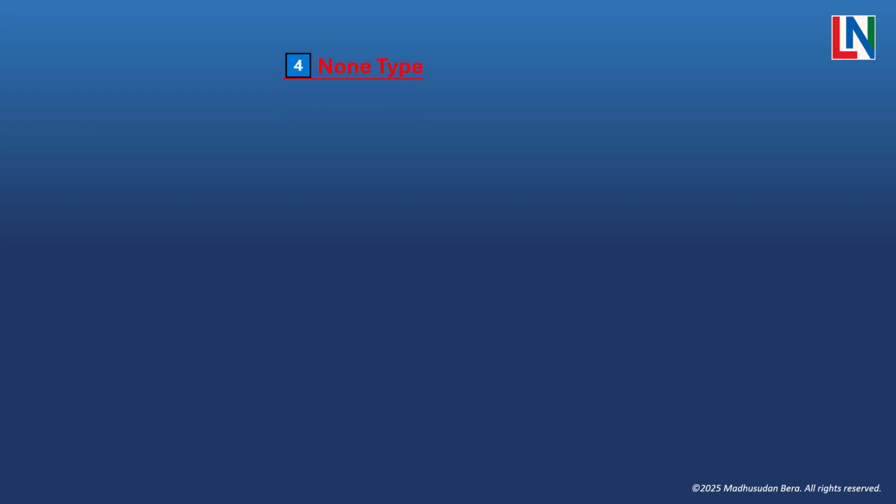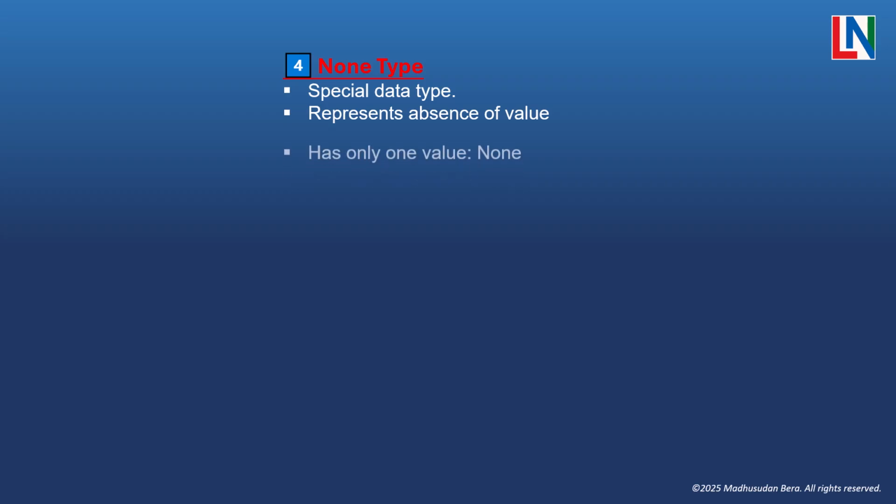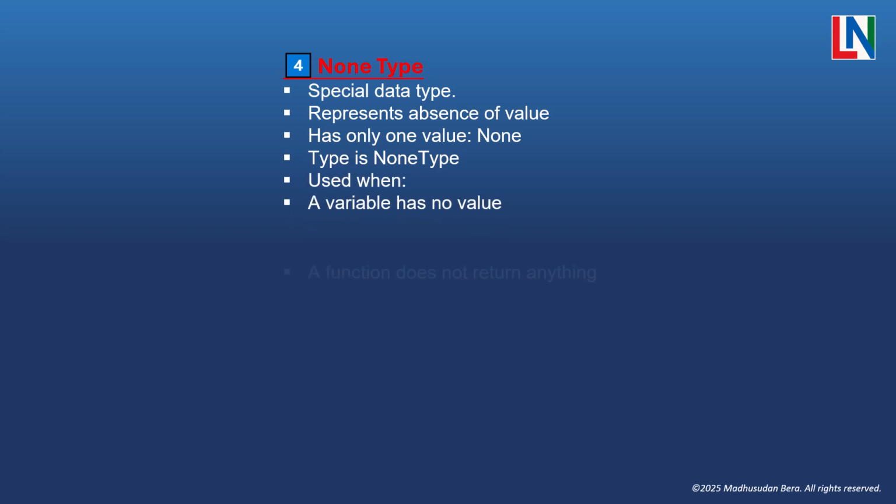Number 4, none type. It is a special data type, represents absence of value, has only one value, None. Type is NoneType, used when a variable has no value, or a function doesn't return any value.